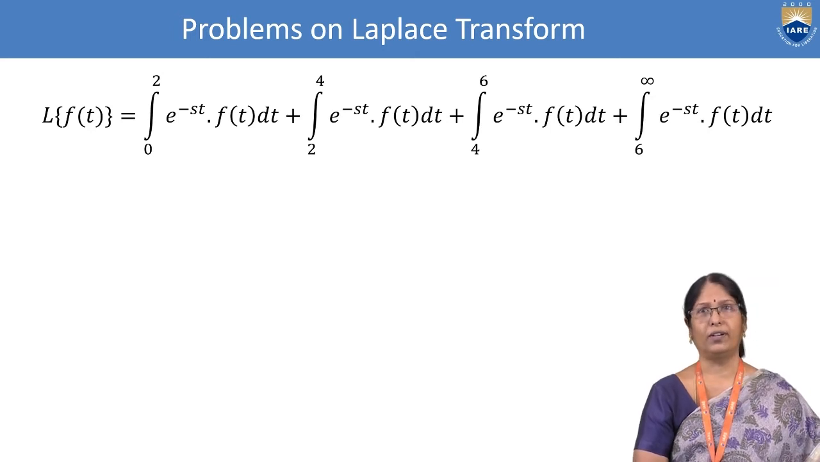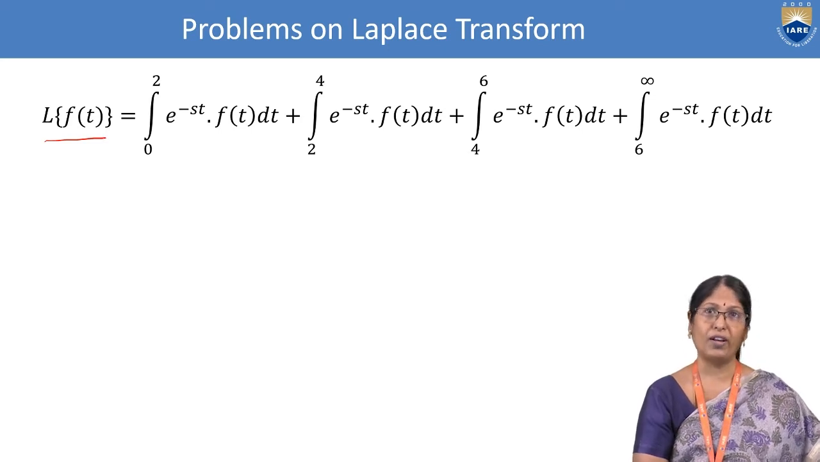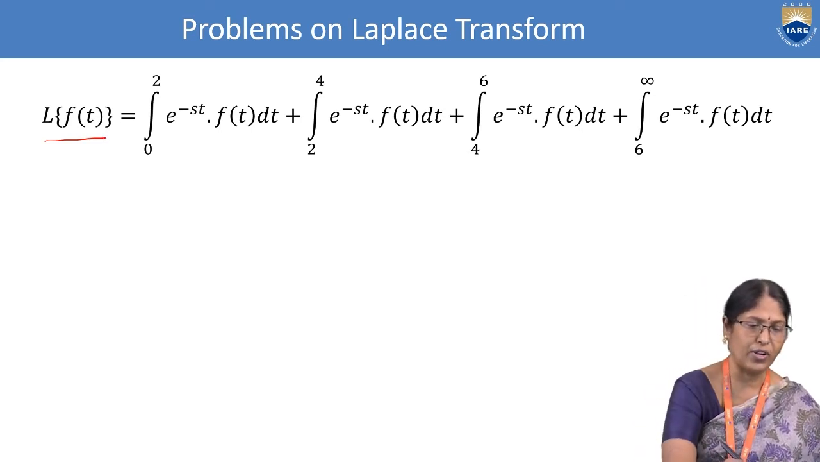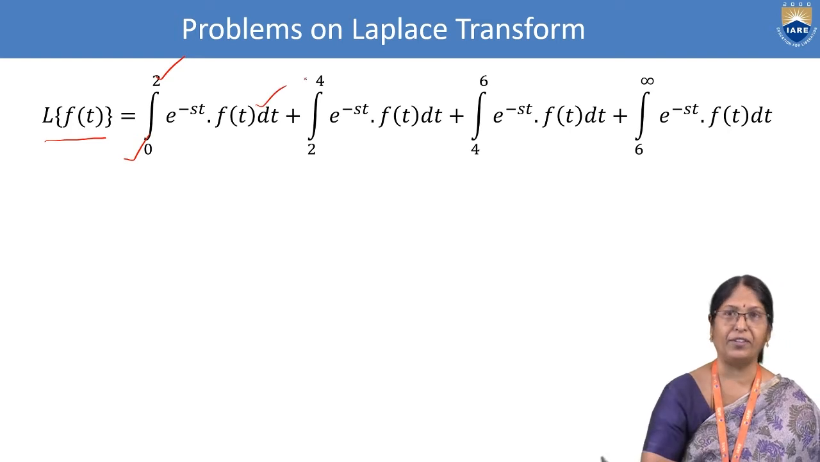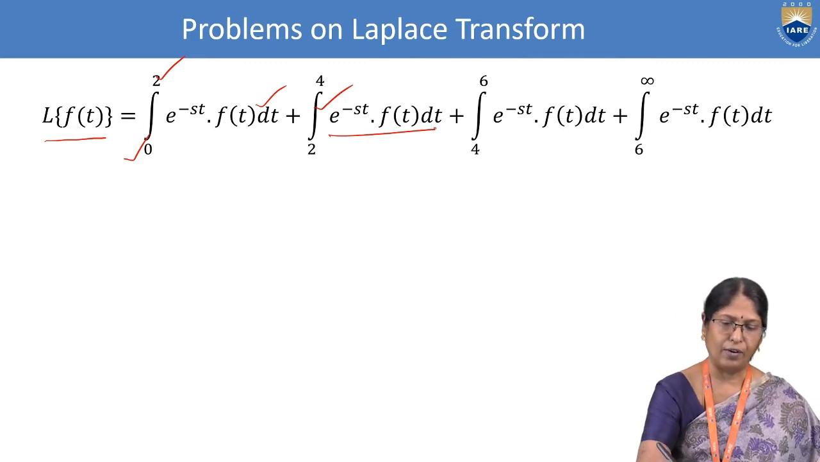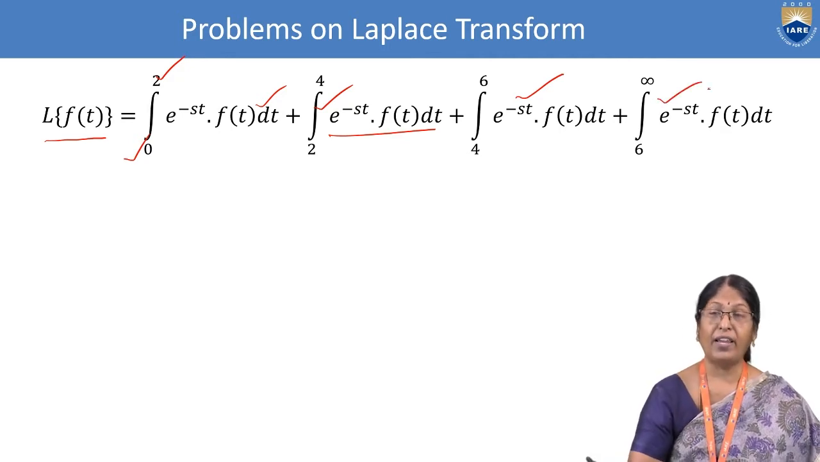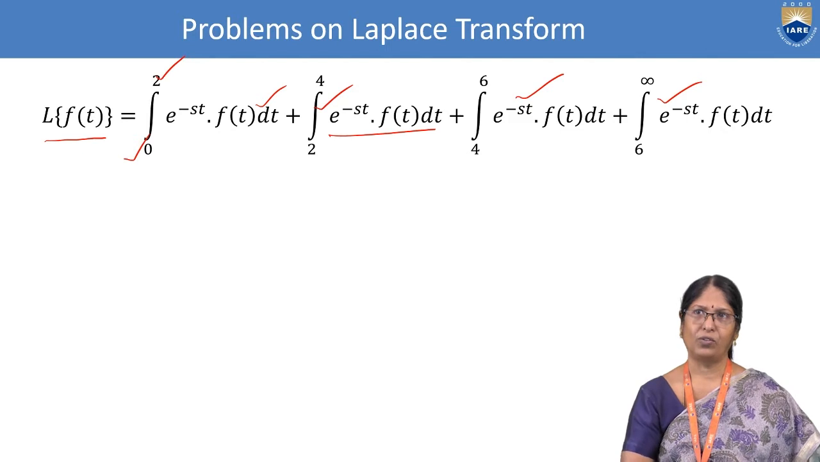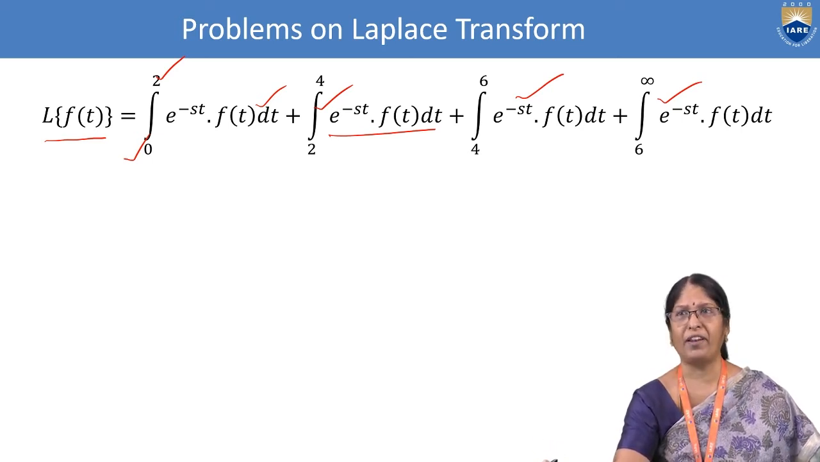So now we inserted them: the Laplace transform of the function f of t is the integral from 0 to 2 of e power minus st f of t dt. Next, 2 to 4, the formula is written. Then 4 to 6, e power minus st f of t dt. Next, t greater than 6. Where do we have to stop? It is infinite, so 6 to infinity.